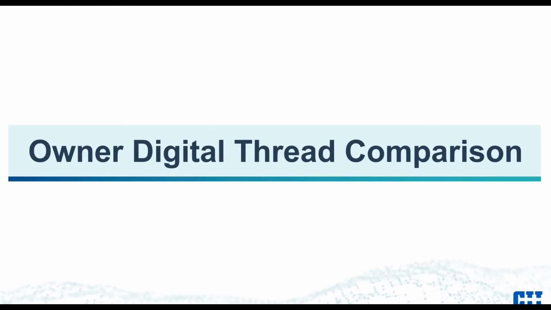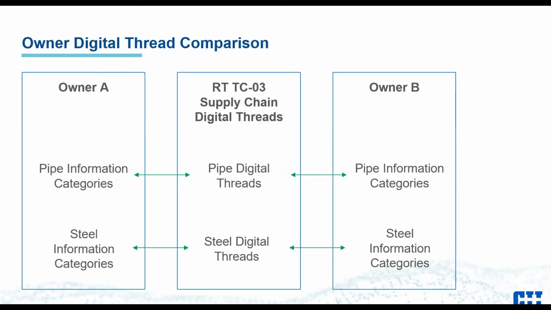Our research team also solicited input from owner organizations to validate our generated digital threads associated with supply chain topics. Our research team reviewed data requirements unique to 2 interviewed owners, and reviewed pipe information categories and steel information categories from both of those owner companies. Although the individual owner company data requirements did not perfectly align with our digital threads, our research team members reviewed all discrepancies and found that all information categories identified by the 2 participant owners were captured somewhere in our digital threads. So now I'll hand it back over to Ted, who'll speak about the digital threads and the material responsibility matrix.